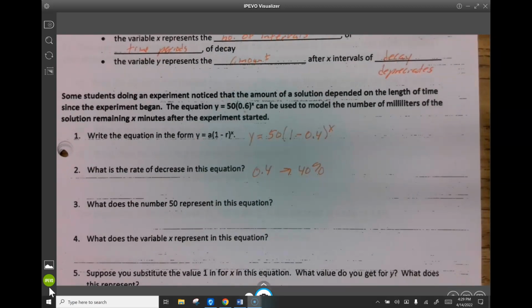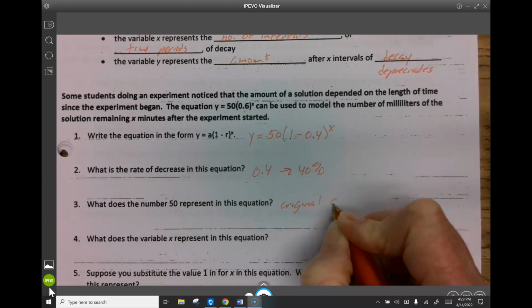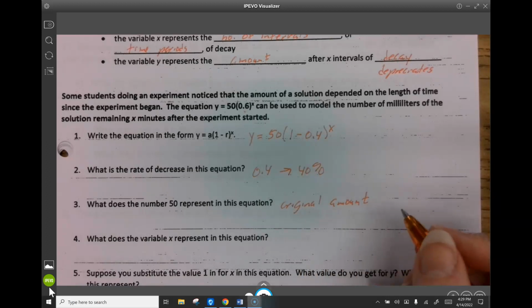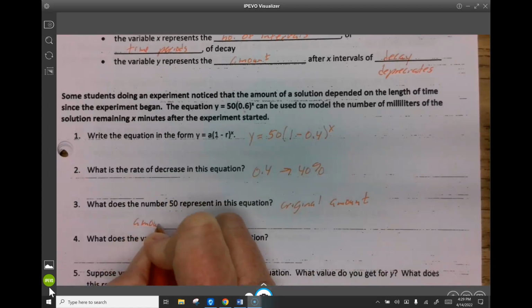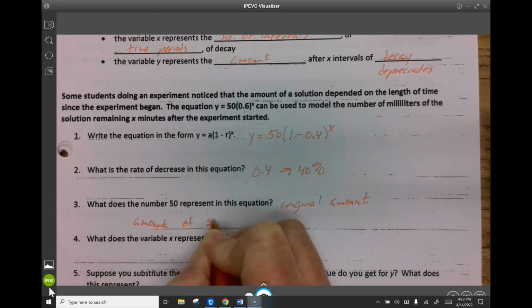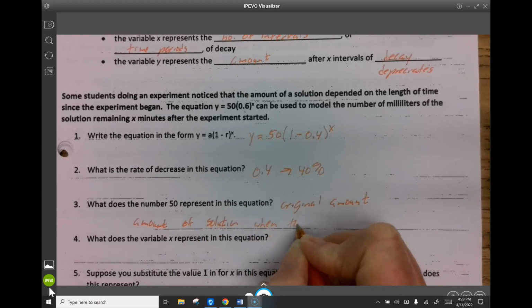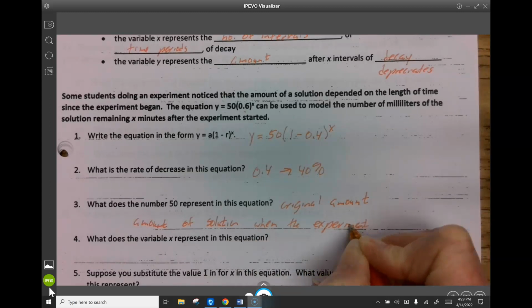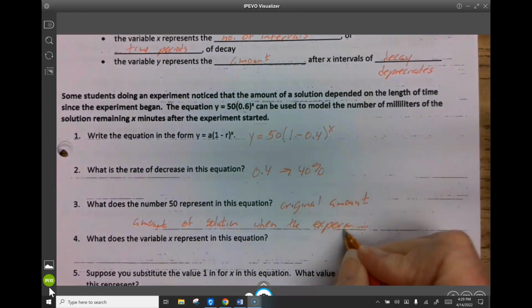What does the number 50 represent? Well, that was the original amount of the solution when you started the experiment, when the experiment began.